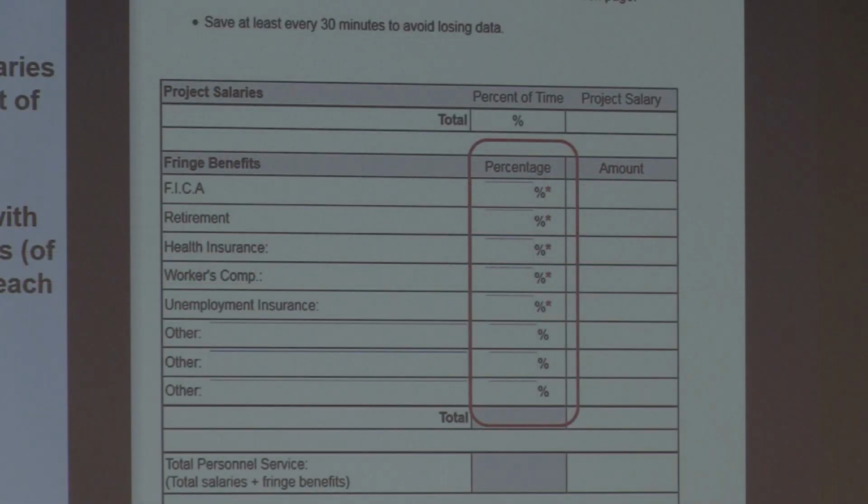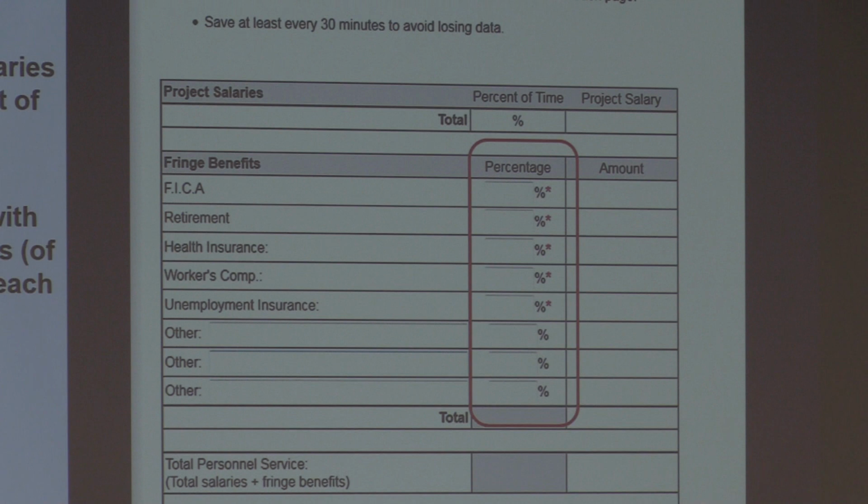Next, it says benefits. Now on this page, number 1 says project salaries and percent of time will automatically populate, and it will. It will automatically populate in these 2 fields right here. Then you come down, it says complete with percentages for each benefit requested. You may not have all of these fringe benefits. You may have one or two. Remember what's applicable to your agency or your organization.